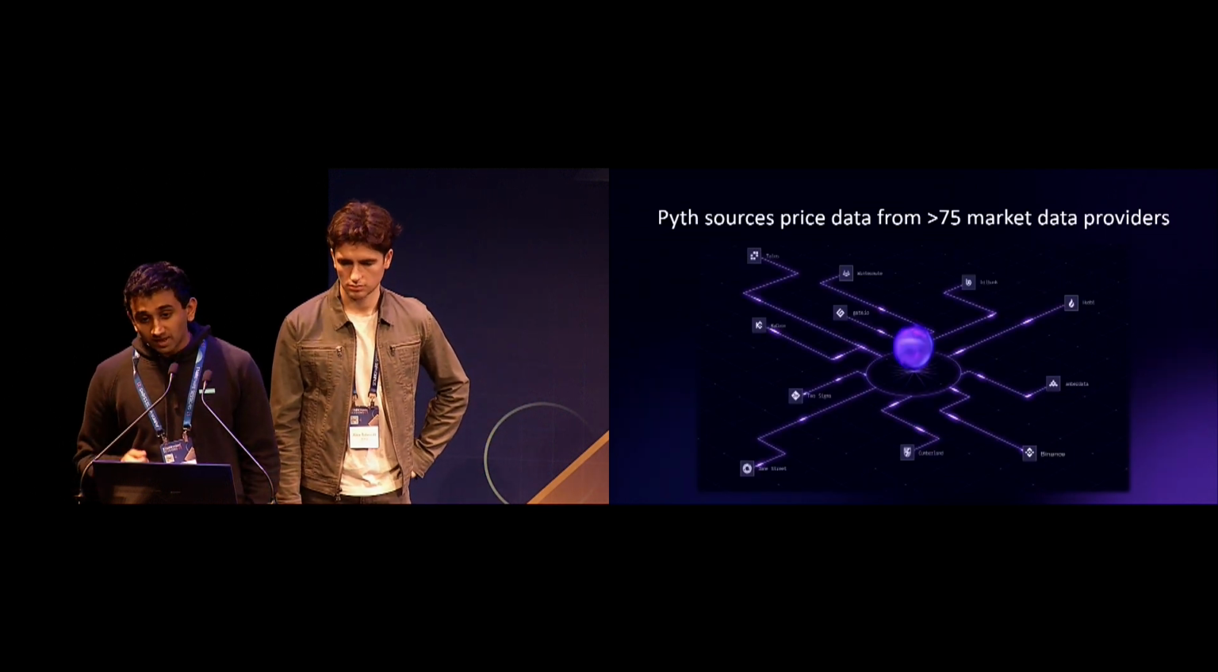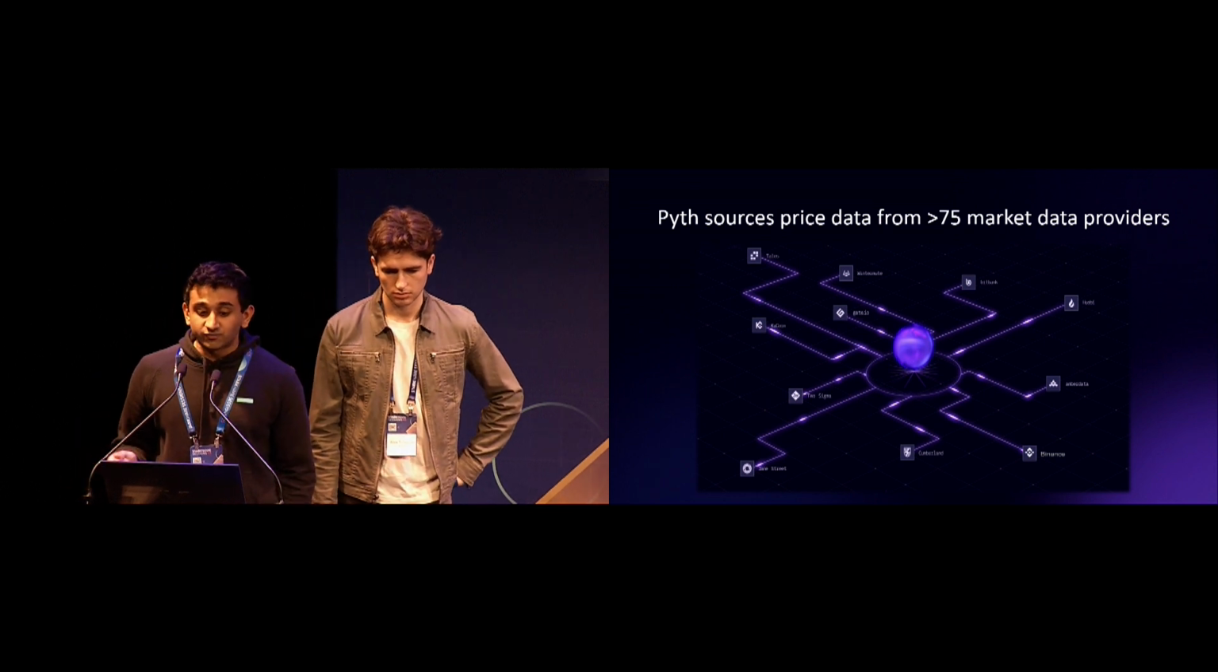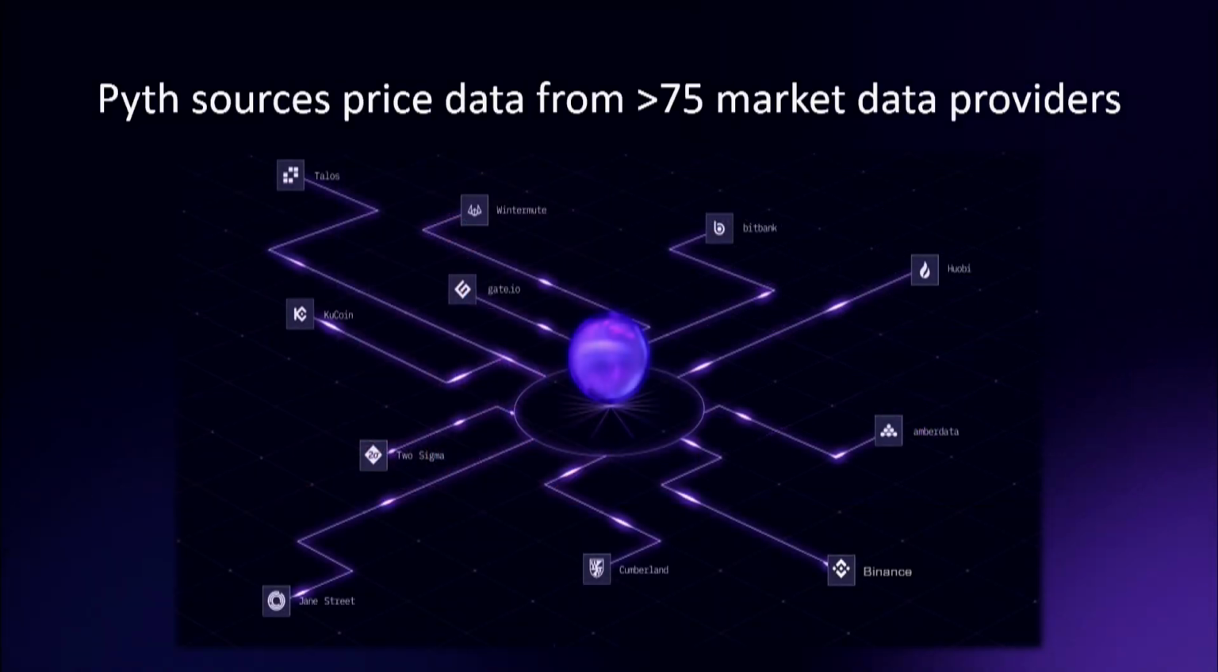First of all, as I discussed, Pyth sources data from over 75 different market data providers, which I'll refer to as MDPs. These are trading firms like Jane Street or Jump. They're exchanges like Binance, Gate.io, Huobi, etc. And what that enables us to do is offer the most accurate pricing. The price information that these market data providers are sourcing is directly from the exchange, meaning that pricing on-chain is now less susceptible to front-running and is ultimately more accurate.